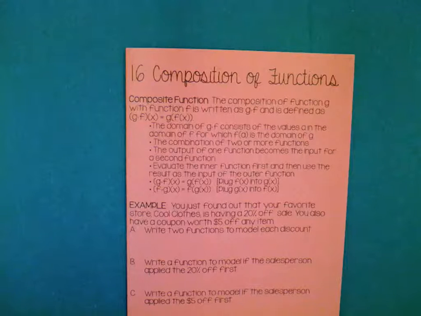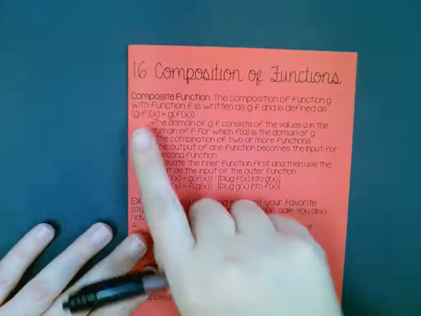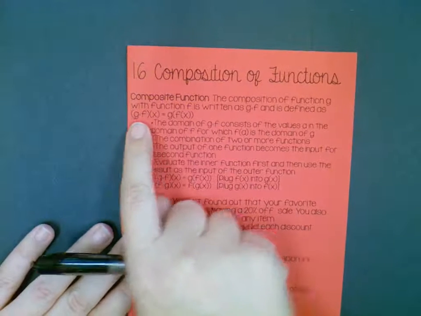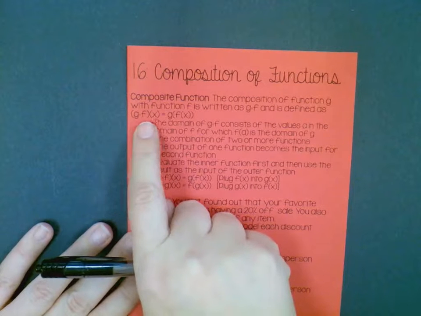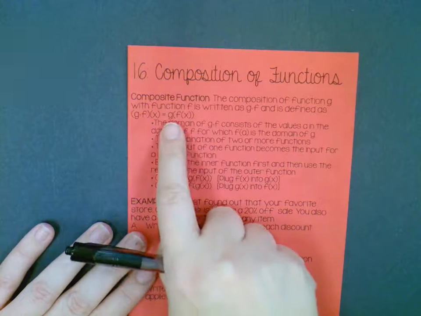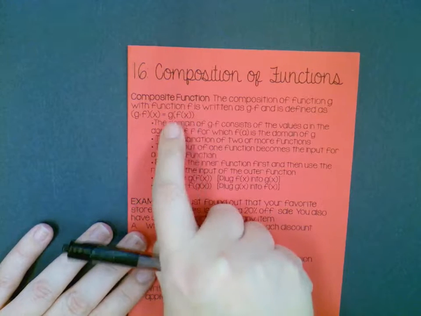Hi everyone, so this is video 1.6, and in this lesson we're learning about compositions of functions, or sometimes they're called composite functions, same idea. So the composition of two functions is basically when you plug in one function into another one, okay? One way to write it is with that little circle. This is read as g of f of x.